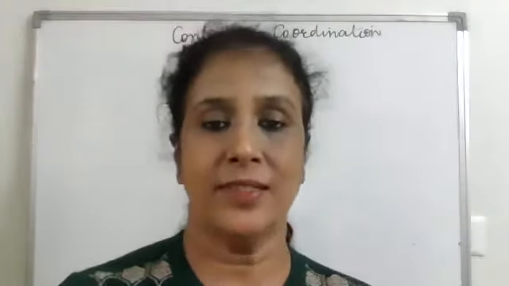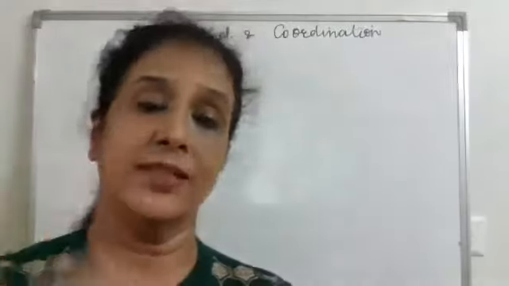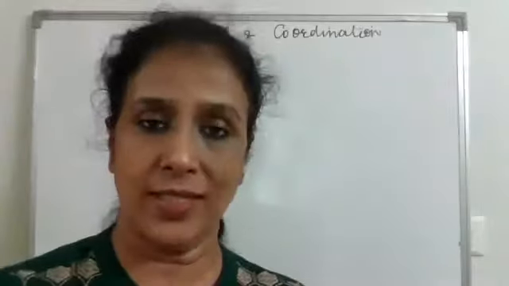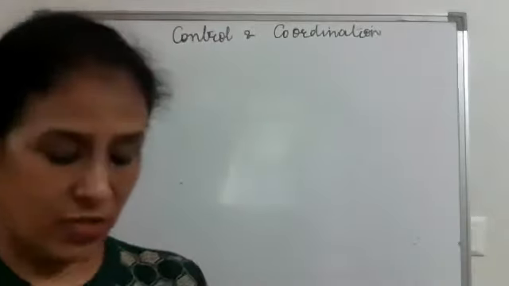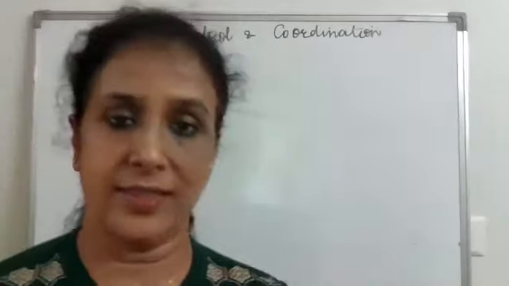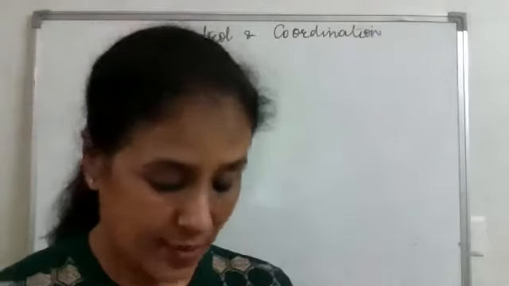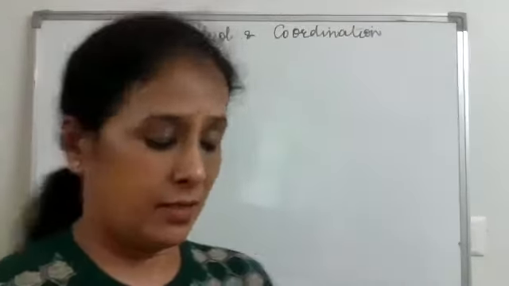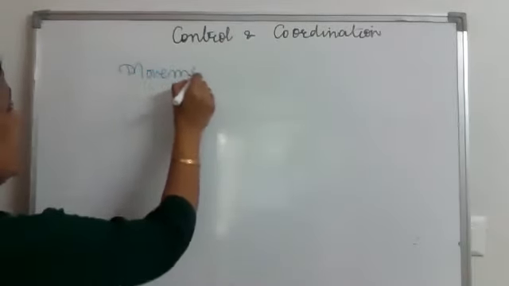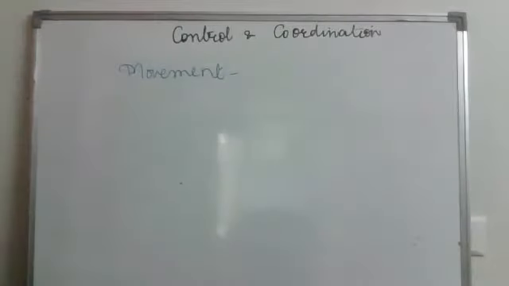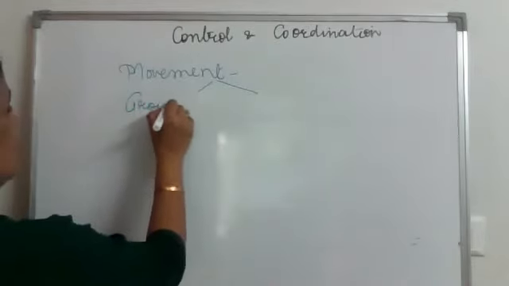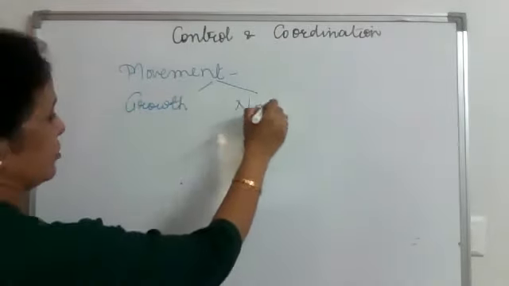In our previous chapter, life processes, we have done that there are various processes which are distinguishing living from the non-living. For example, in that we have done nutrition, respiration, transportation, excretion. There is one very important feature, movement. It also distinguishes living from the non-living. Now these movements may be related to the growth or may not be related to the growth.